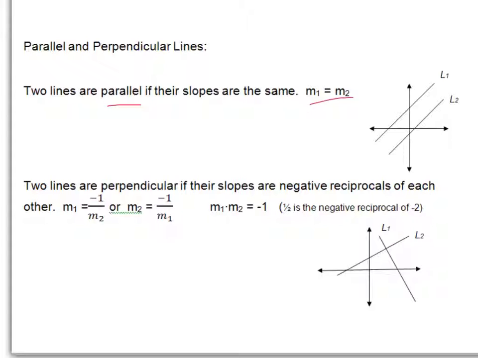Now let's look at perpendicular. Perpendicular is a little bit trickier. Two lines are perpendicular when they meet to form a right angle, but they have a special relationship with their slopes as well. Their slopes are what you call negative reciprocals of each other.